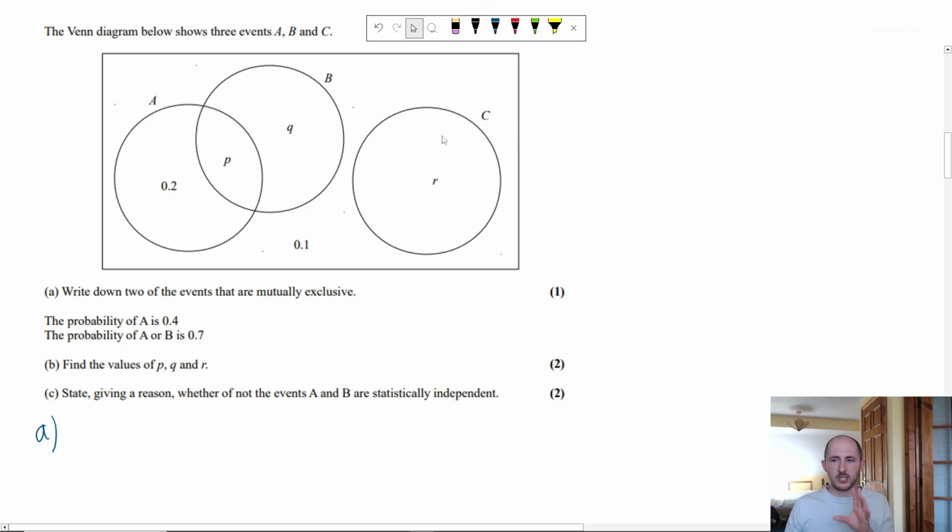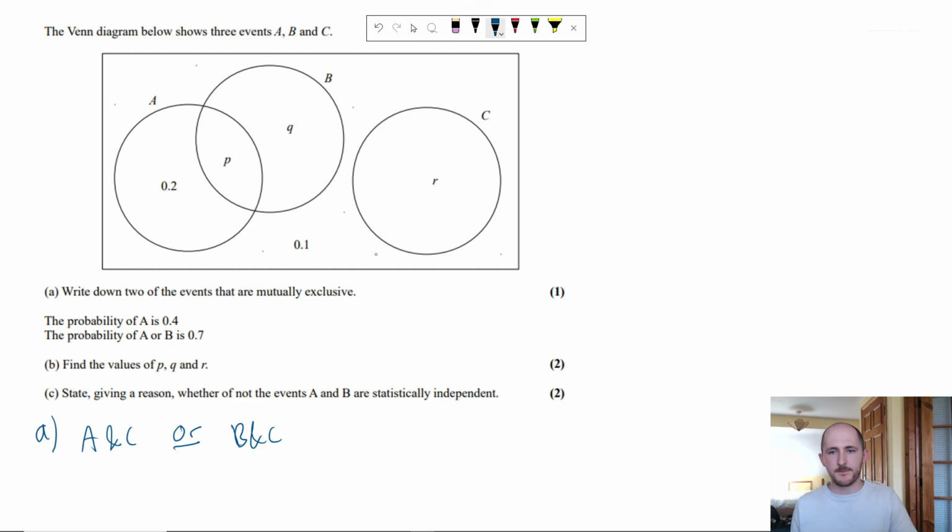So, which two circles don't have overlap? Well, A and C have no overlap, B and C also don't have overlap. So the correct answer is A and C, or you can put B and C. Don't put both, but one of those is completely fine.